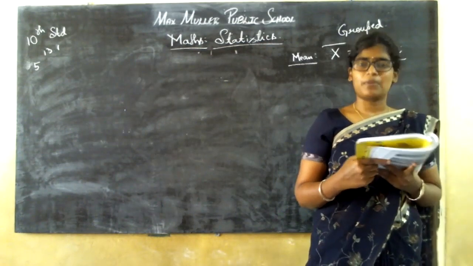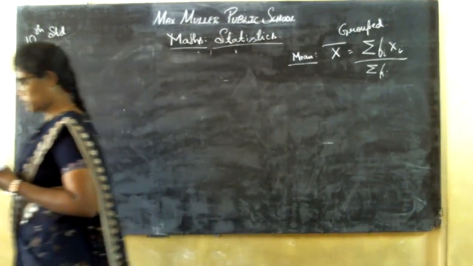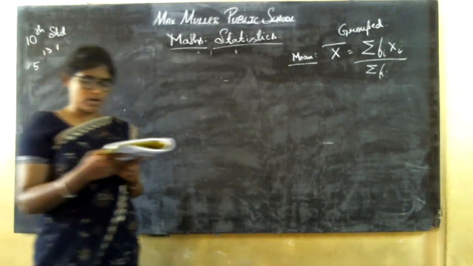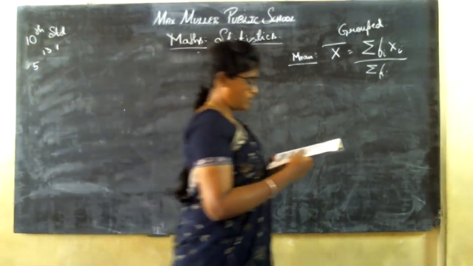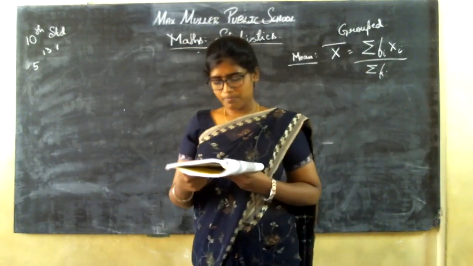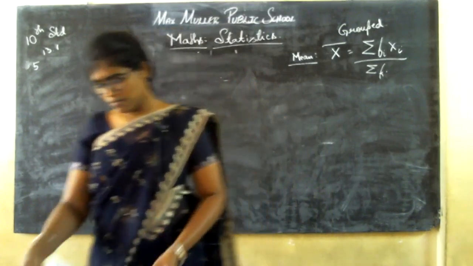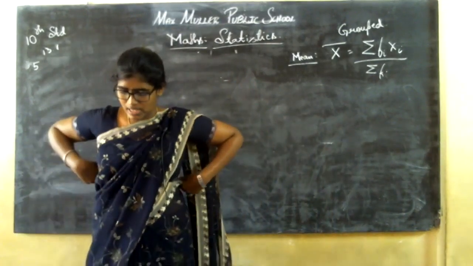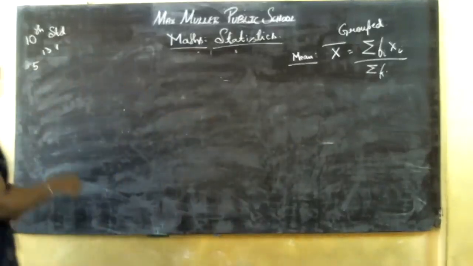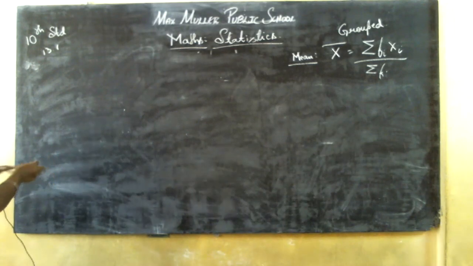Before going to that, let me read the sum what they have told. The following distribution shows the daily pocket allowance of the children for a locality. The mean pocket allowance is rupees 18. Find the missing frequency F. You are going to find the missing frequency for the following sum. Correct? Now let me write the daily pocket allowance what they have given.